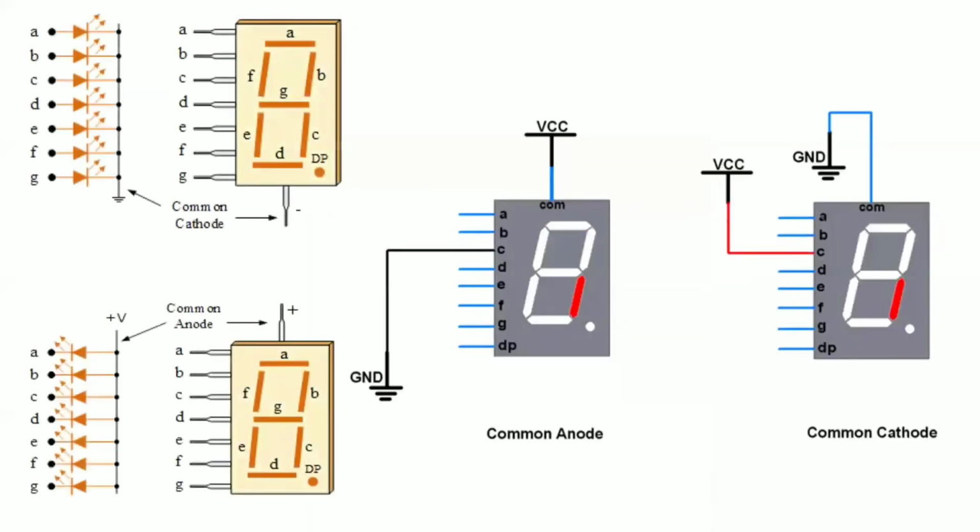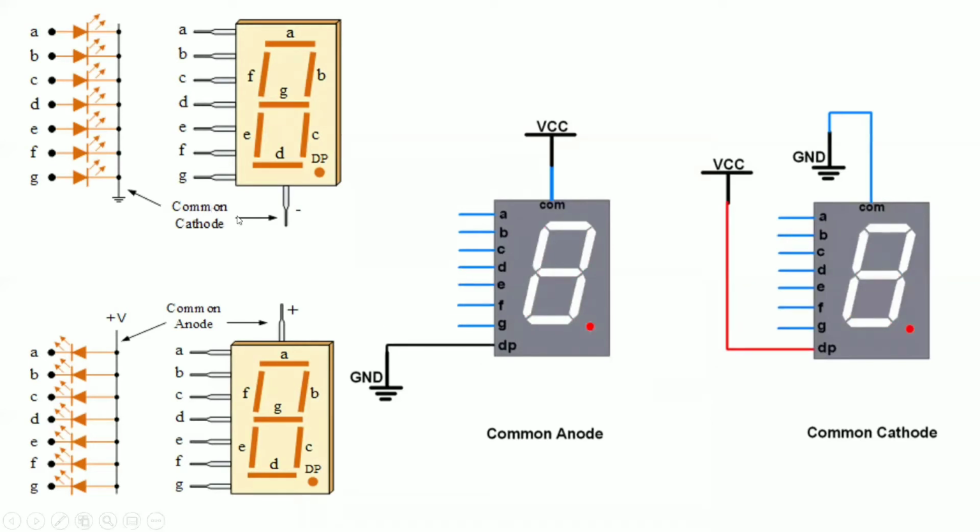So there are many applications of this display, and there are actually two types of 7-segment displays. What is meant by a display? It will display the information, and the 7-segment display is made up of LEDs. What is meant by LED? Light emitting diode. This 7-segment display is categorized into two different types: one is common cathode configuration, another one is common anode configuration.